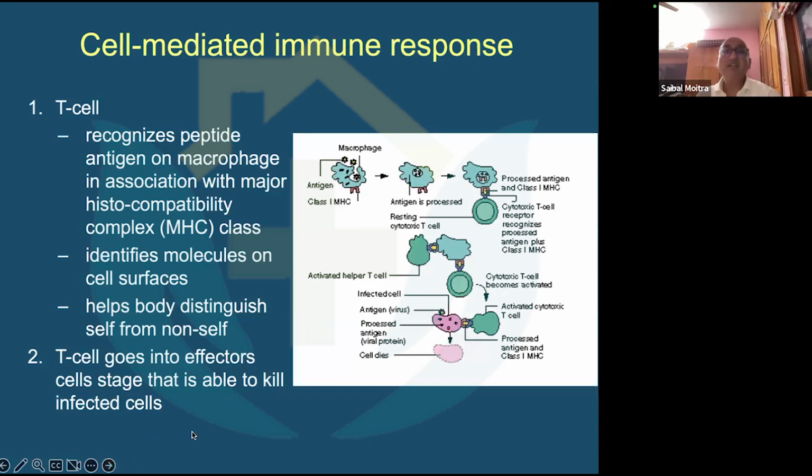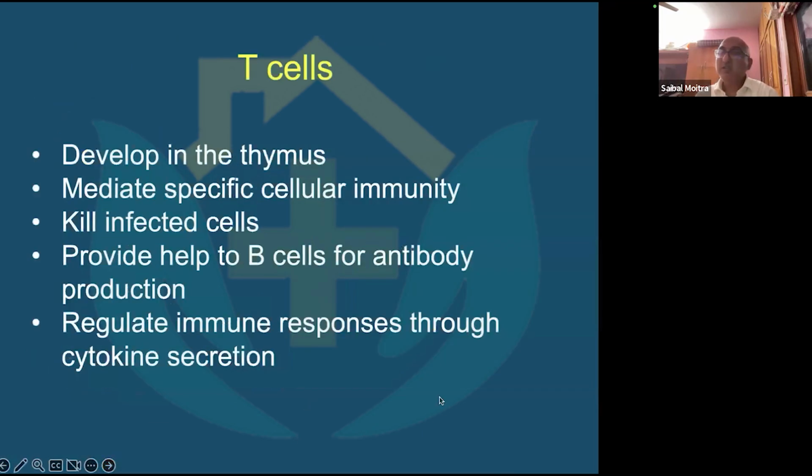If it is an MHC class 1, then MHC class 1 will cause the activation of the naive T cell into a cytotoxic T lymphocyte, or CTL. The cytotoxic T lymphocyte will go to the particular site and release various cytotoxic granules, like perforins, granzymes and enzymes, and will cause destruction of the cells or the organisms in that particular area. So how are the T cells formed?